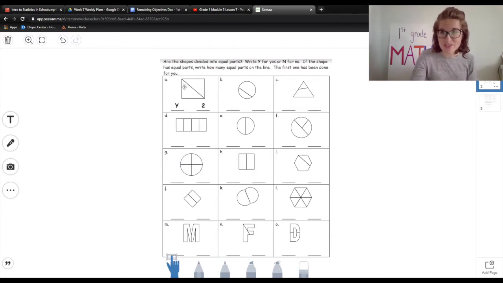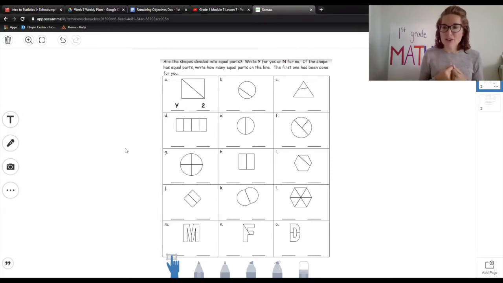Okay, so let's take a look at the first one. They've already done it. So they have a square and they've divided it into equal parts. So they put a Y for yes, there are equal parts. And how many equal parts are there? 2.